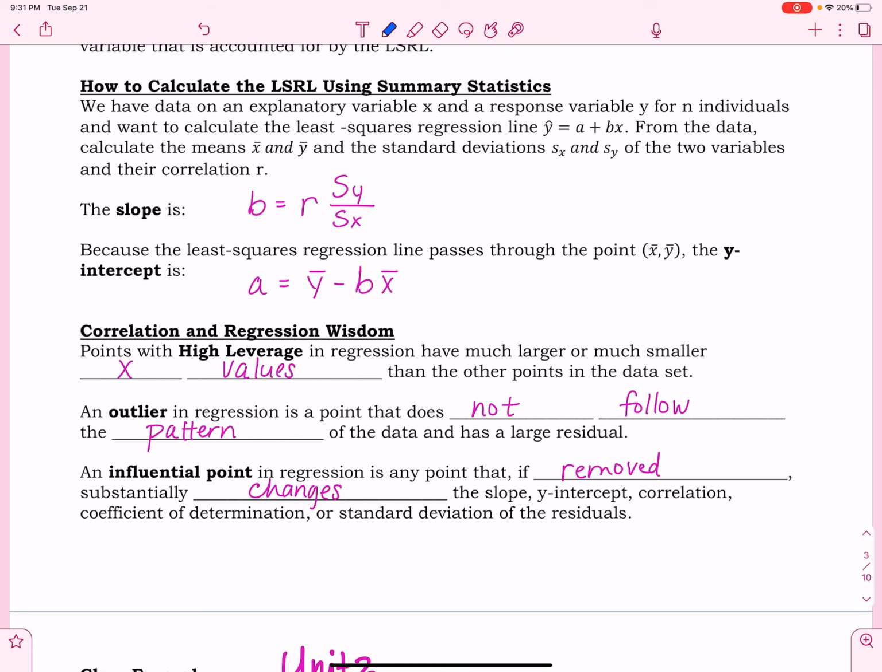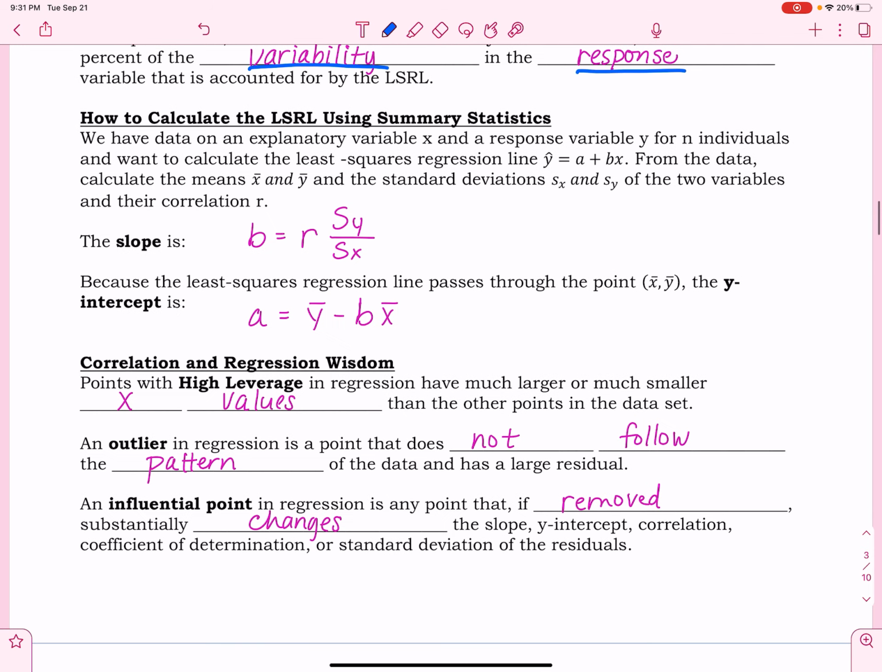Hello, AP Statistics. In this video, I am just continuing on to the end of our notes in Unit 2. So I'm just picking up where I left off in the last video. So the next thing we're going to talk about is how to calculate my LSRL using summary statistics.